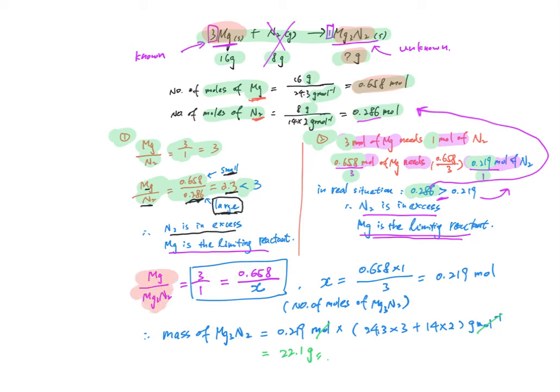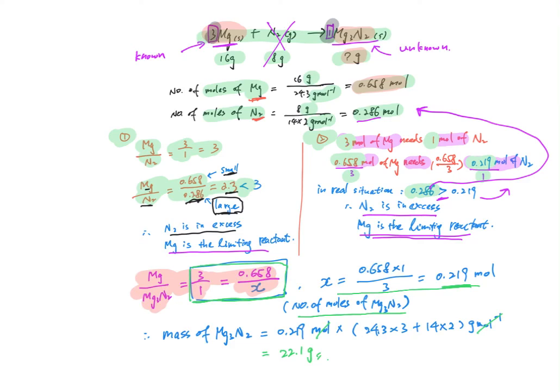Because we want to find the amount of magnesium nitride, we use this mole ratio, known divided by unknown, or unknown divided by known, it doesn't matter. So Mg divided by Mg3N2 equals 3/1, because the mole ratio is 3:1. So it equals 0.658 divided by x. We let the number of moles of magnesium nitride be x, and use this equation to solve for x. So x equals 0.658 times 1 divided by 3. We just use a cross method to solve it. So x equals 0.219 mole. x is the number of moles of magnesium nitride.